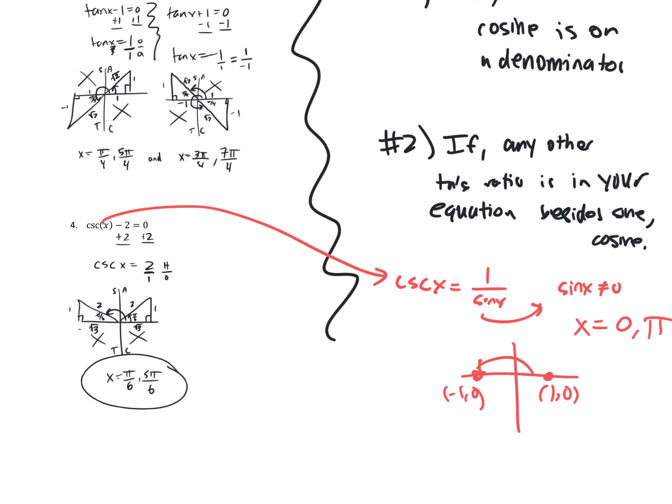Okay, so just double check in your problem. Is 0 or pi, is either one of those angles involved in your solution set here? There's not, but I am glad we checked. Just in case there was, we would have to call them extraneous solutions, which we'll see in a sec.